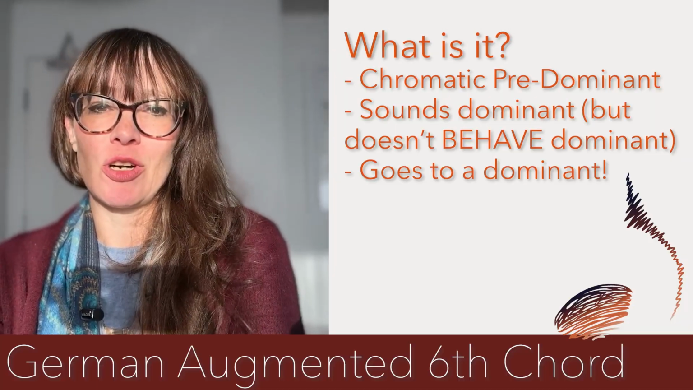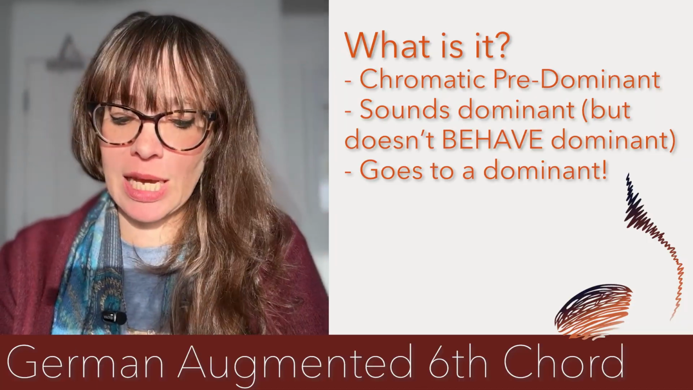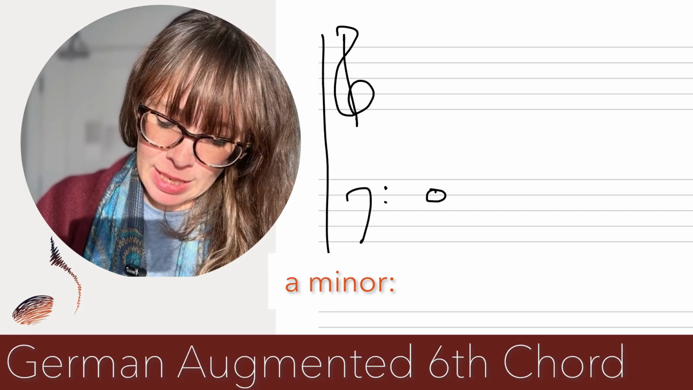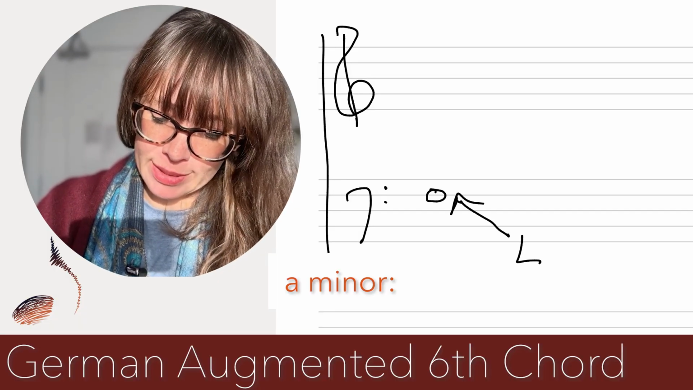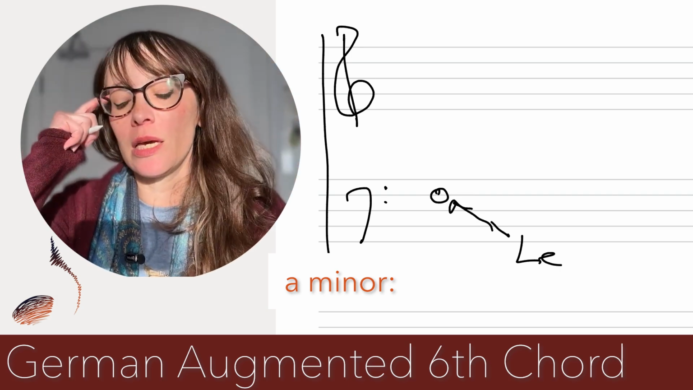And it has a very specific structure that is really kind of easy to hear. So let's take a look at what it looks like. I'm going to draw it out. So we're in A minor. It always has le in the bass, always. And then what makes it an augmented 6 is that you also have fi.